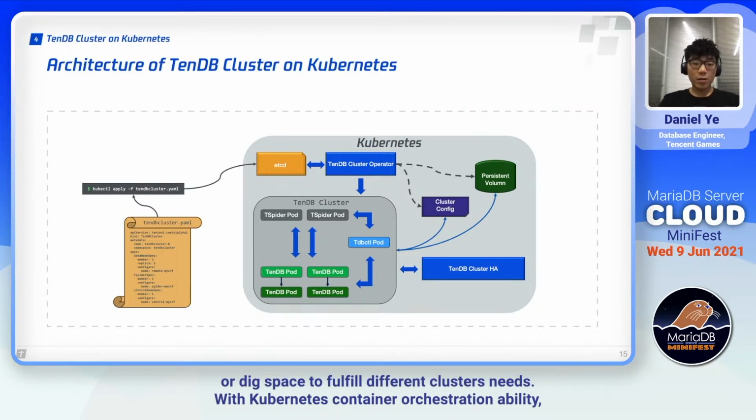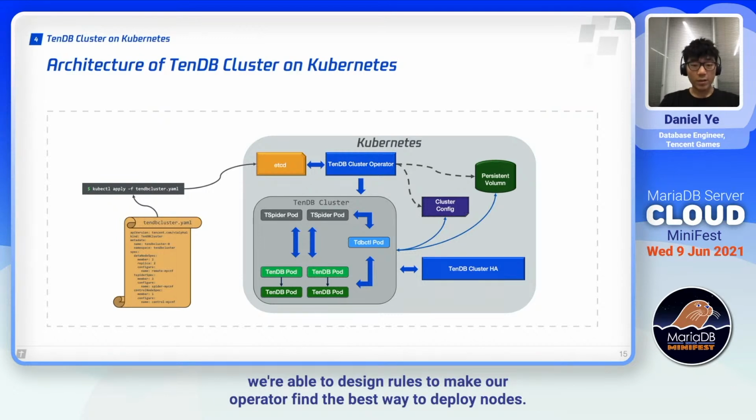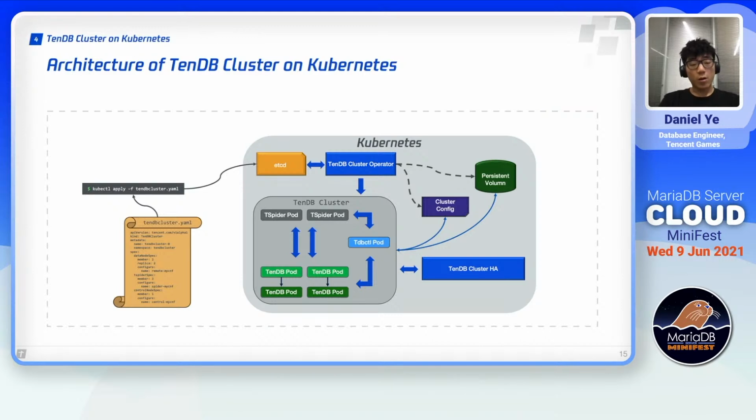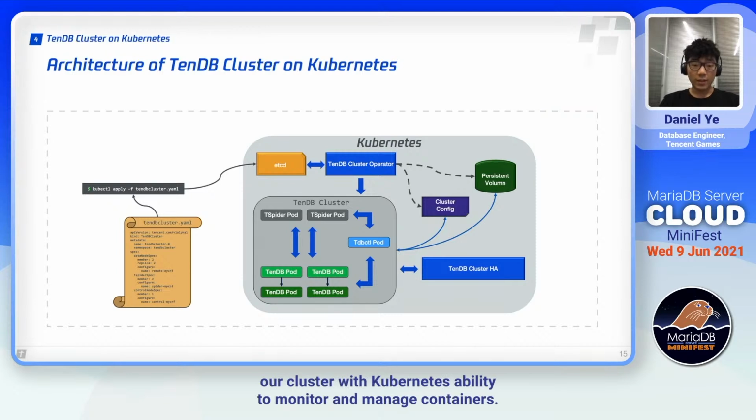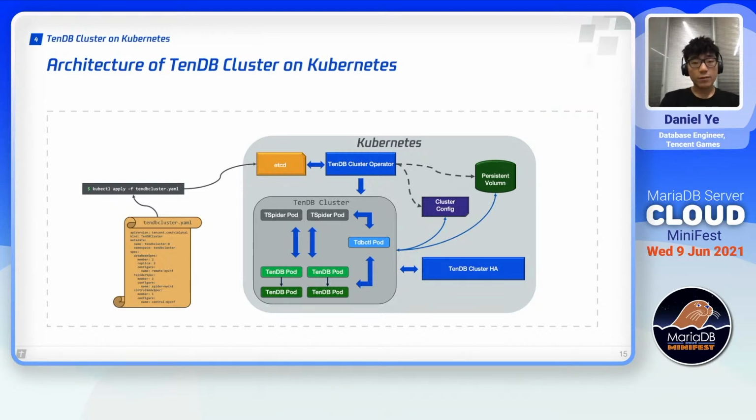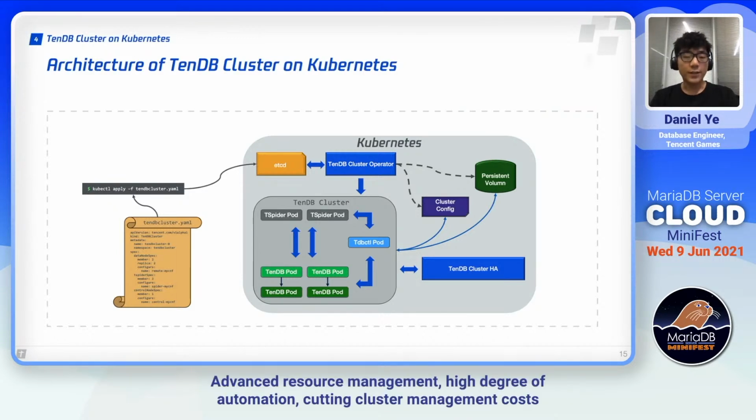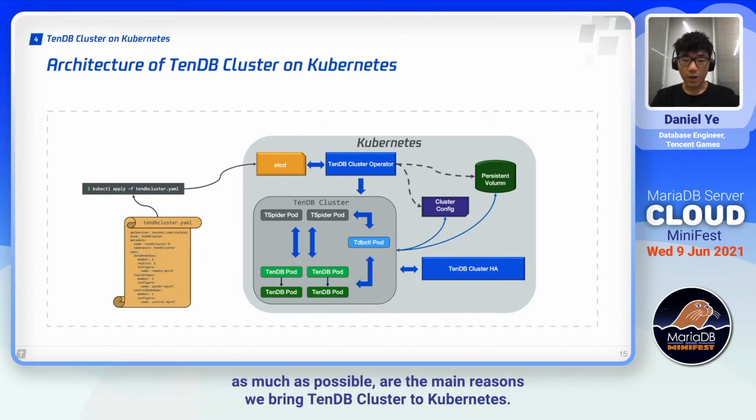With Kubernetes container orchestration ability, we're able to design rules to make our operator find the best way to deploy nodes. It's also easier for us to automate crash recovery in our cluster with Kubernetes' ability to monitor and manage containers. Advanced resource management, high degree of automation, and cutting cluster management costs as much as possible are the main reasons we bring 10DB cluster to Kubernetes.